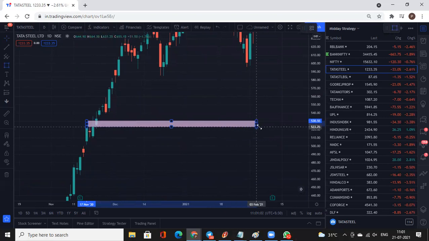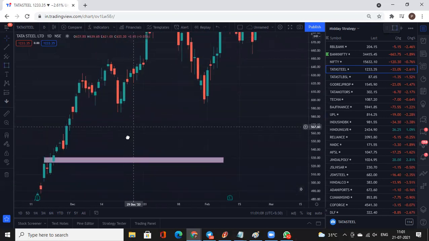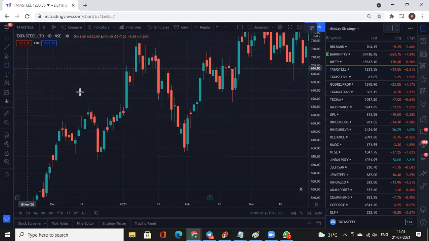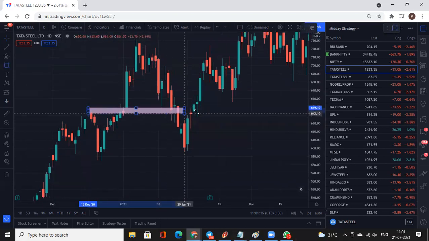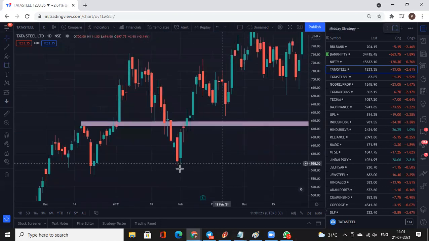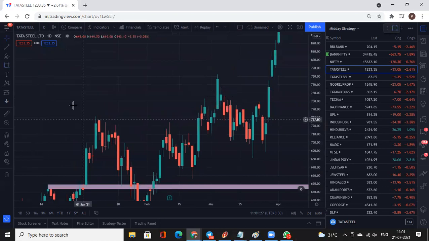There's another resistance area created, but it broke. So let's move further, further, further, and here we found another support area. I'm marking it like this. Then waited, and another support area formed. This is one. There's no series, right?